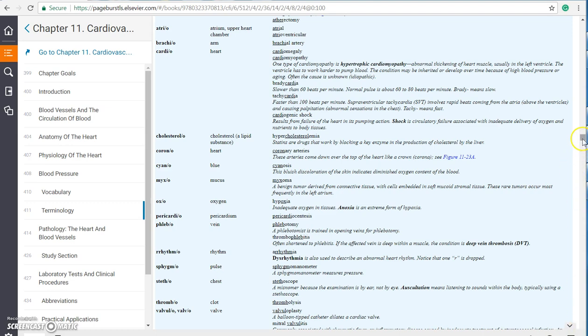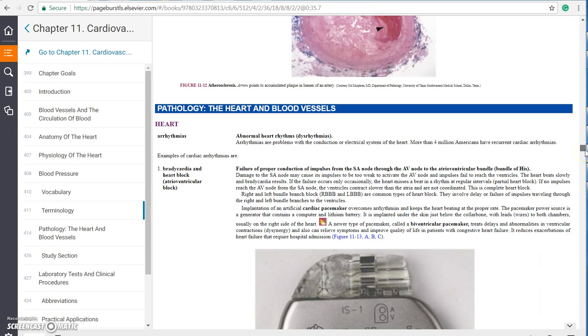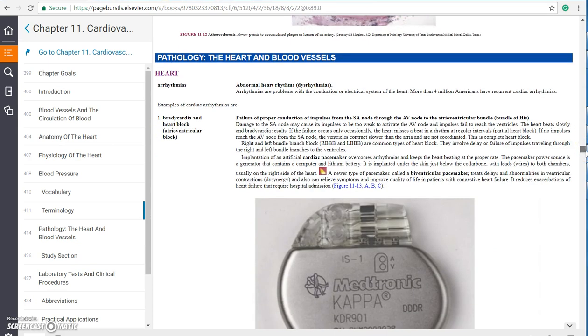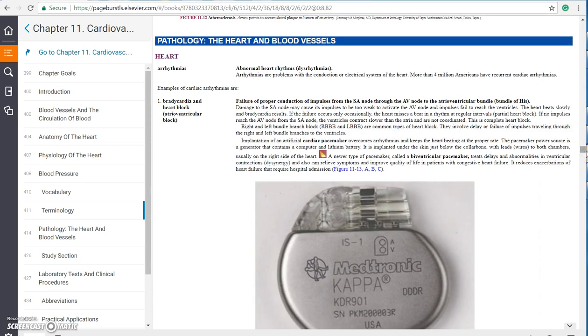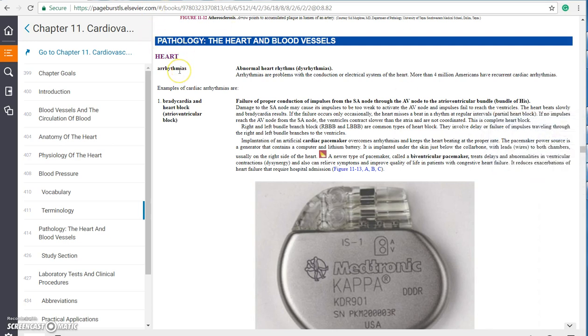Moving further down our content here. Here are the pathological conditions as they relate to the heart. So as I was saying a minute ago, arrhythmia means rhythm. So an arrhythmia would be lack of rhythm or an abnormal rhythm affecting the heart. Some people will have different arrhythmias presented depending on what's causing the problem.